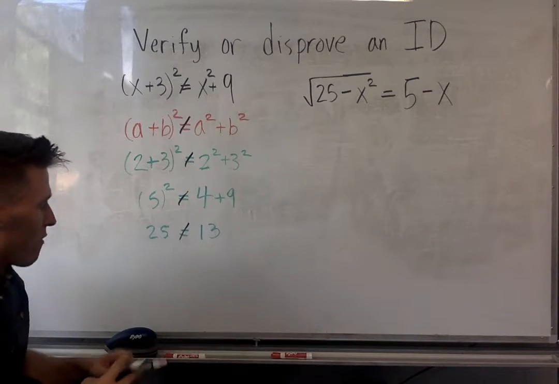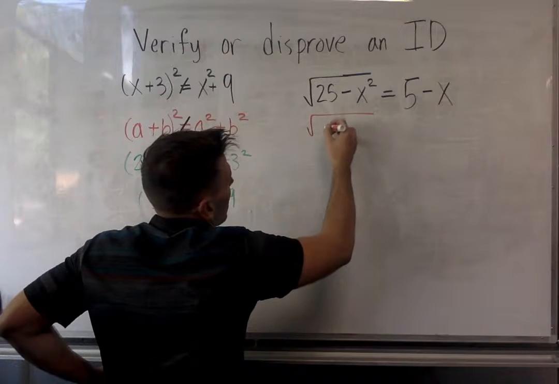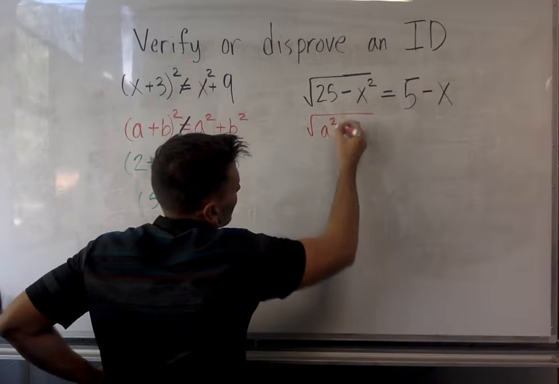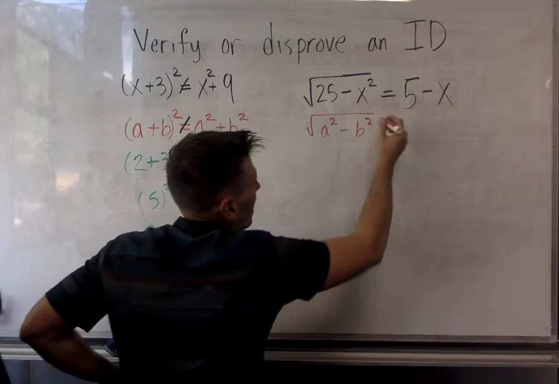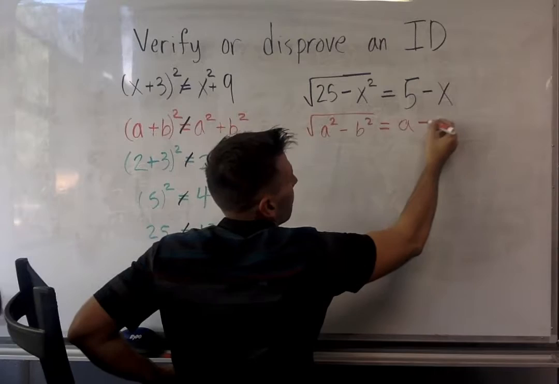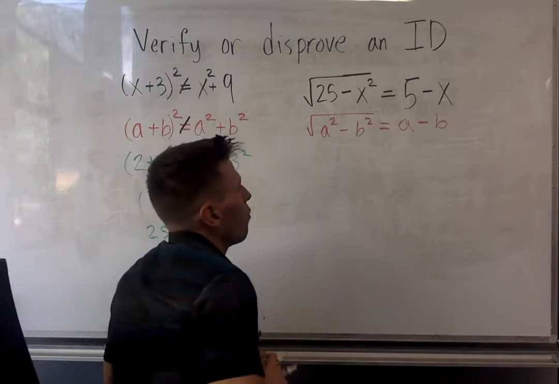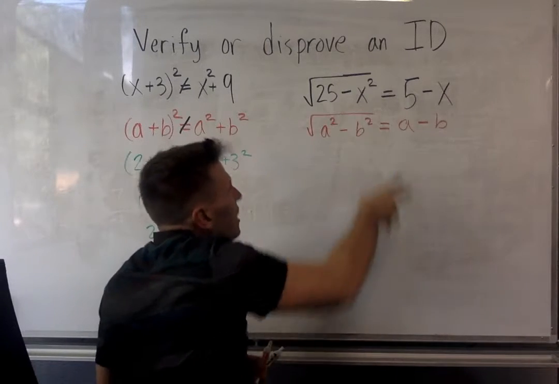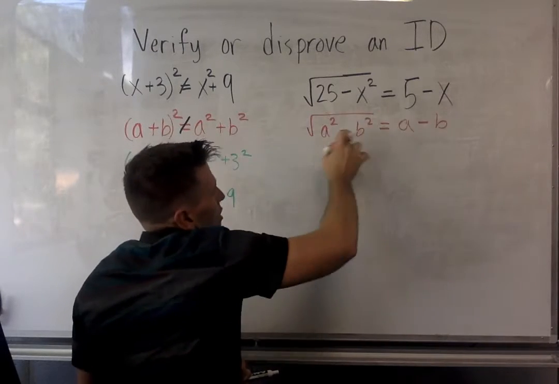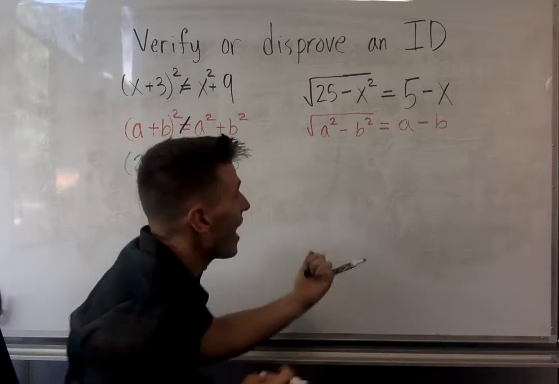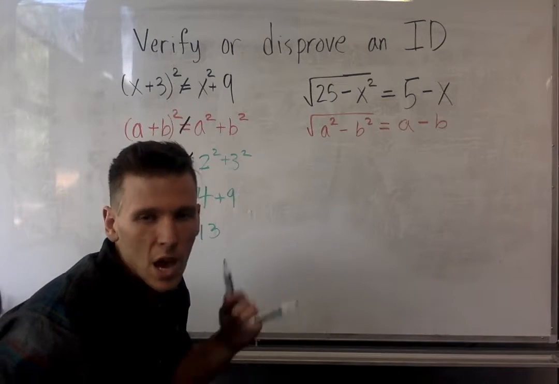The same thing is going to happen over here. Check this out. We've got the square root of a squared minus b squared, where a is 5 and b is x, and we're saying that that's the same as a minus b. If that's the case, then you can just split up a square root: take the square root of the first term, the square root of 25 is 5, and the square root of the second term, the square root of x squared is x, and it should work out. Well, if we pick two numbers and see if this works, we're going to see something a little bit different.